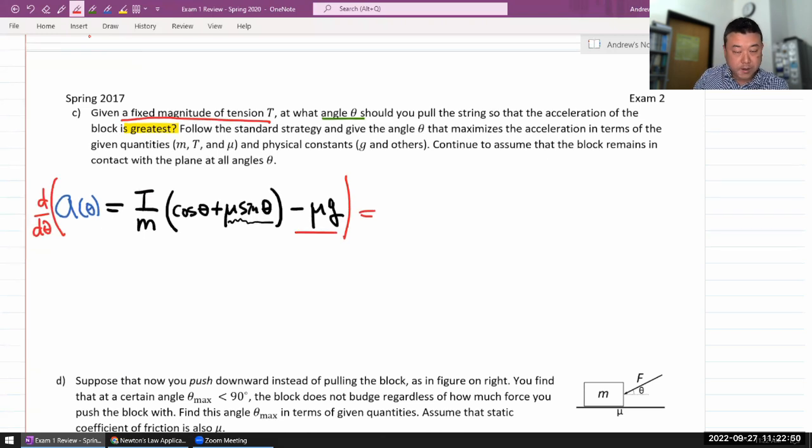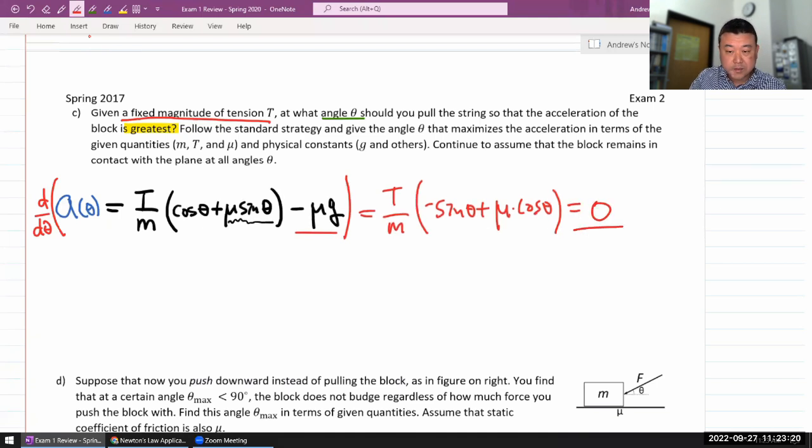So this term goes away. It's constant with respect to theta. And so I'm looking at these two terms. Let me just write down the coefficient first, T over m. Derivative of cosine theta, remembering my derivative formulas, is minus sine theta, plus I have coefficient again, mu, times the derivative of sine theta, which is cosine theta. And as part of that optimization process, I want to set this equal to 0.